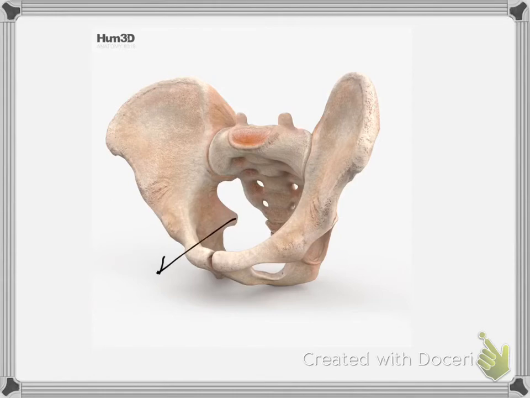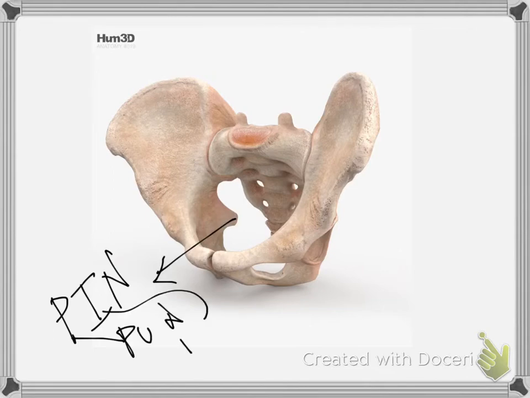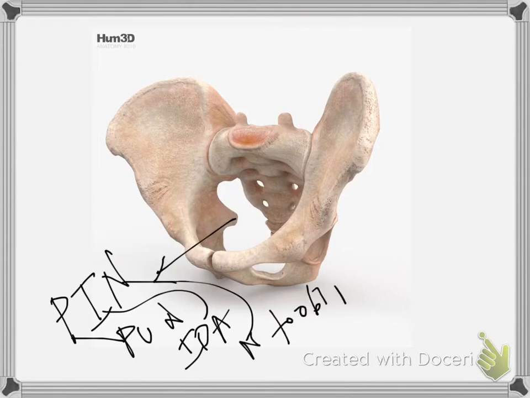This ischial spine is very important because three structures cross it. One is PIN, that is called the PIN structures. P for pudendal nerve, I for internal pudendal artery, and N for nerve to obturator internus. Okay, these are the three structures which cross the ischial spine. So, it is very important.